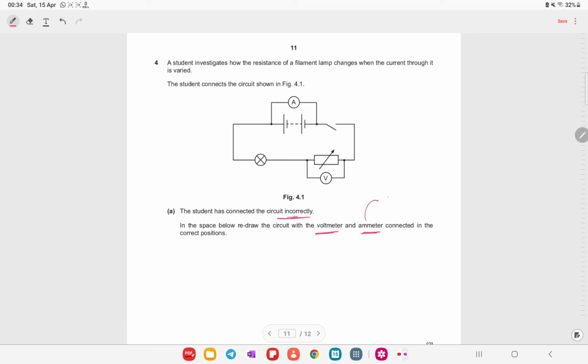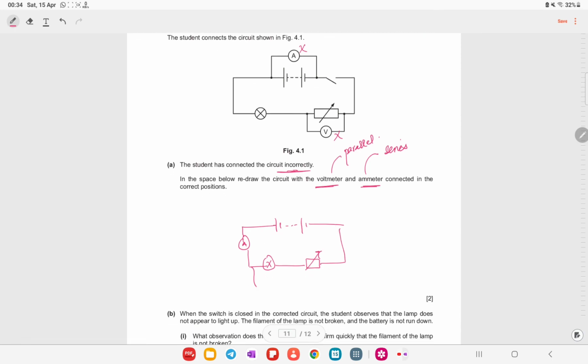We know the ammeter is connected in series and the voltmeter is connected in parallel. So there are two mistakes. One is this one and the other one is this one. So what we are going to do is redraw this, and the ammeter will be here. This is going to be the lamp, and then the variable resistor, and this is going to be connected with this, and your voltmeter will be coming across this lamp.